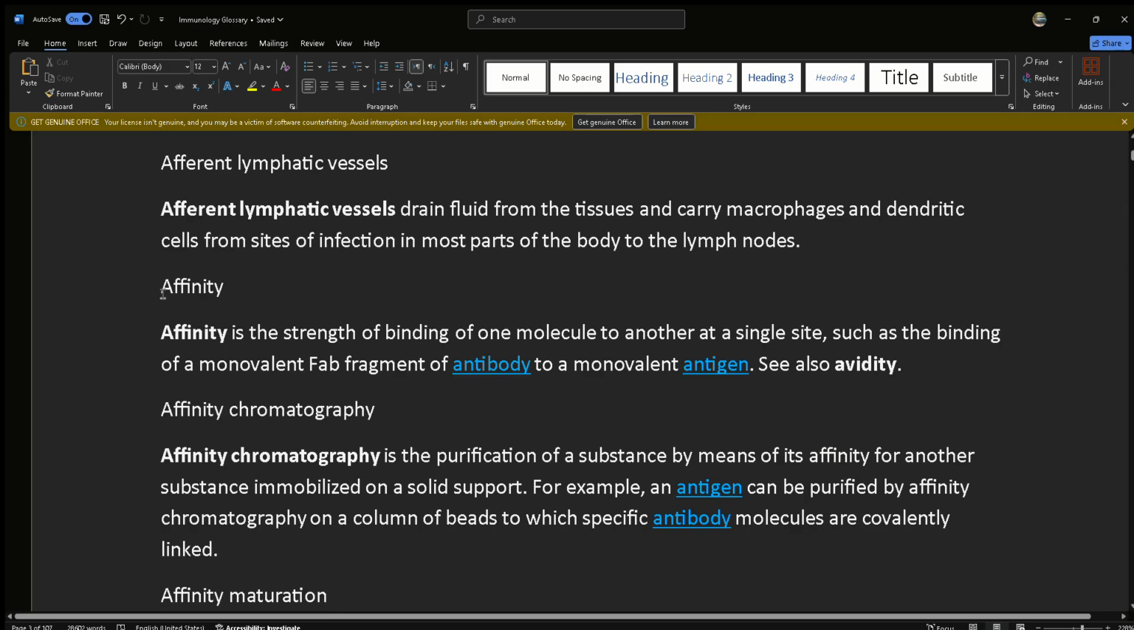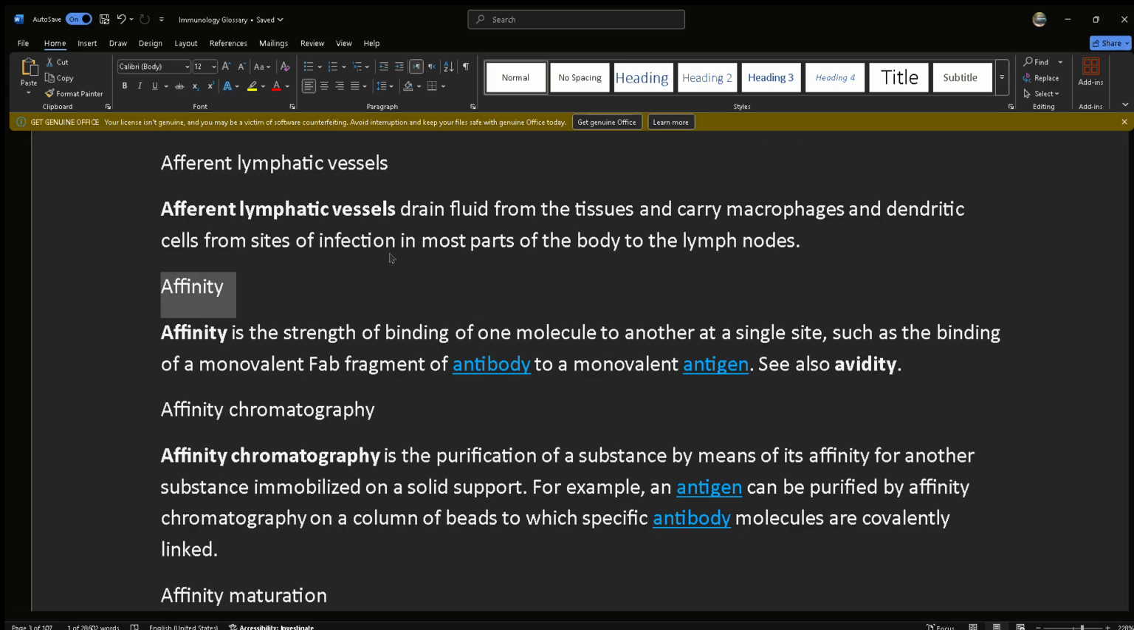Then we come to this term, affinity. Affinity is the strength of binding of one molecule to another at a single site, such as the binding of a monovalent Fab fragment of antibody to a monovalent antigen. For example, the binding of this antibody to an epitope on an antigen will be termed affinity.